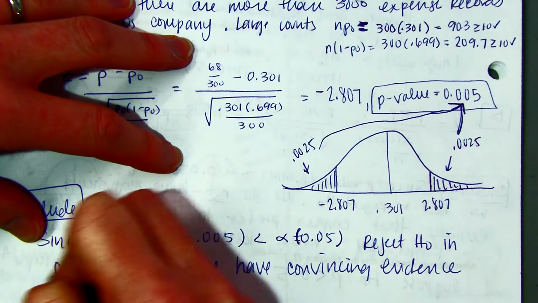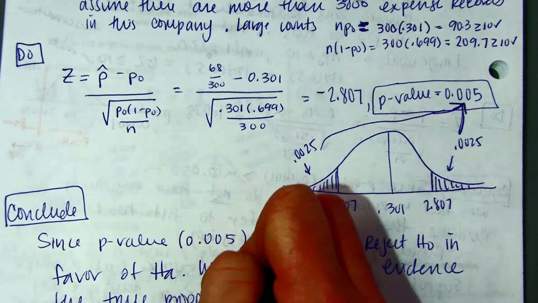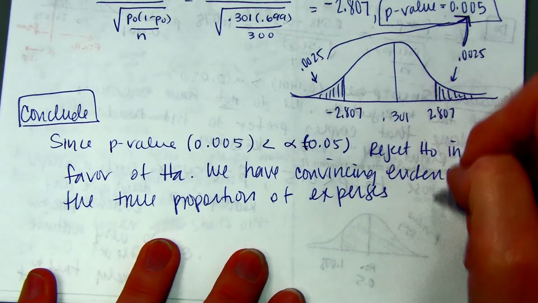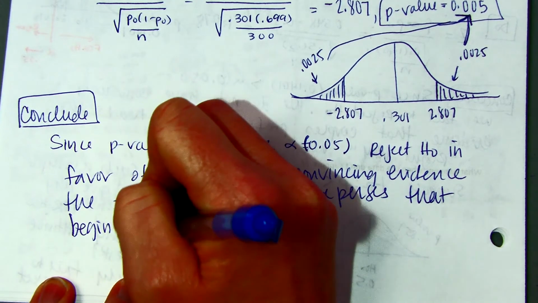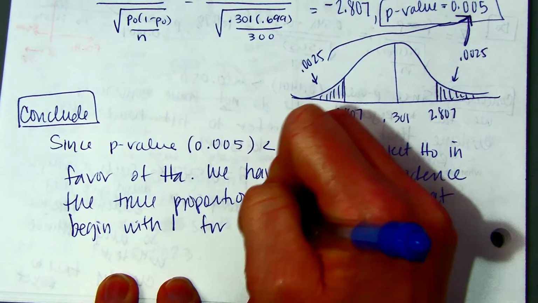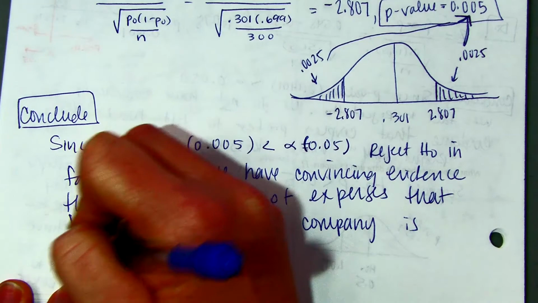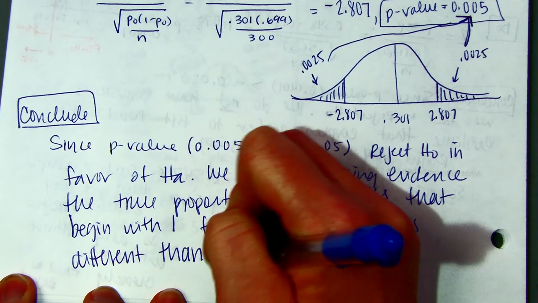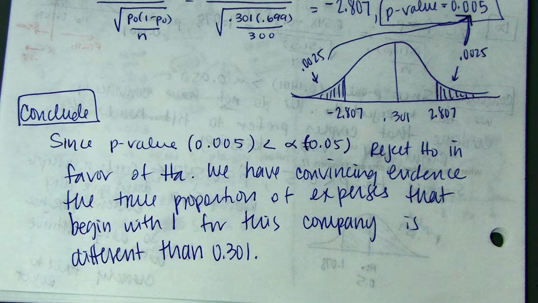that the true proportion of expenses that begin with 1 for this company is different than 0.301. The question is, should AJL and Associates do a more thorough investigation of this company?